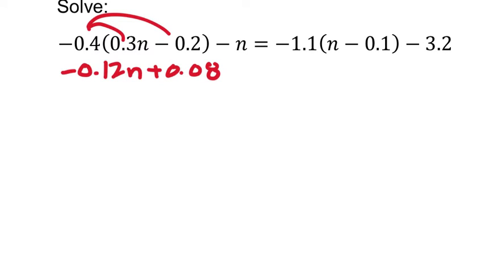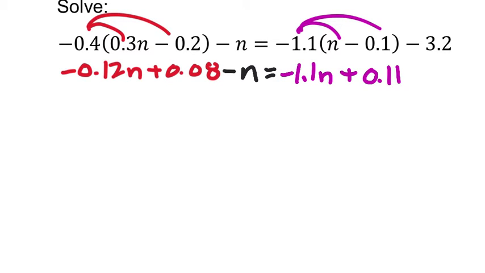I'm showing the first 0 there in the front. You don't have to if you don't want to. And then, of course, it still has the minus n there on the left. There is some distribution on the right with the negative 1.1, which we can do. So negative 1.1 times n, or 1n, would be negative 1.1n. And then negative 1.1 times negative 0.1, a negative and a negative, makes a positive 0.11. Of course, still minus 3.2.